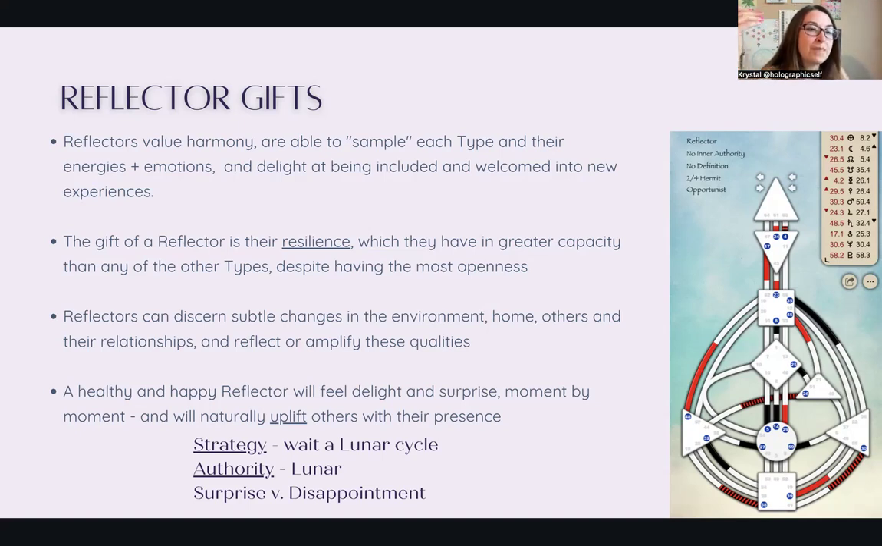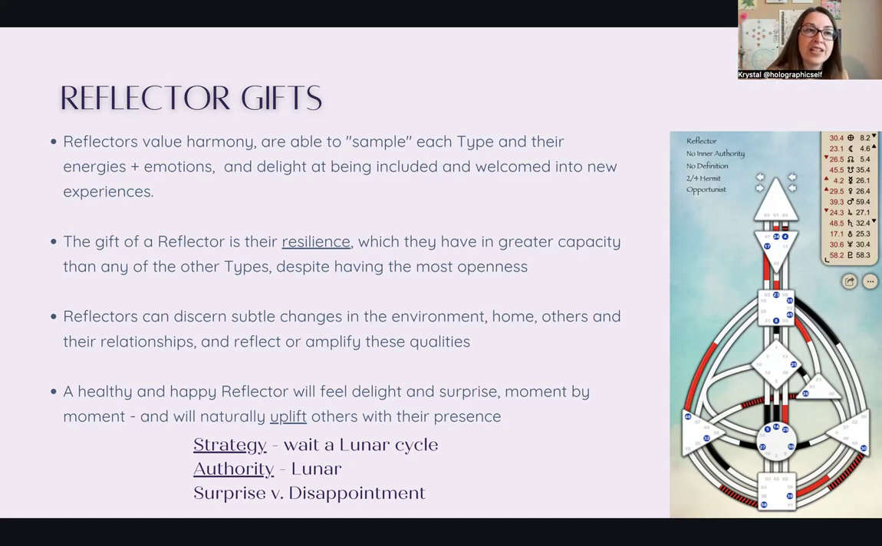So reflectors, they're very discerning. They can discern subtle things about people, relationships, their environment, their home, and they reflect and amplify these qualities. So generally, when you meet a reflector and they seem happy and aligned and content, you know that their environment, their relationships are probably pretty good.